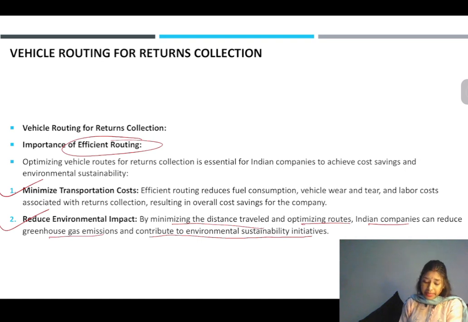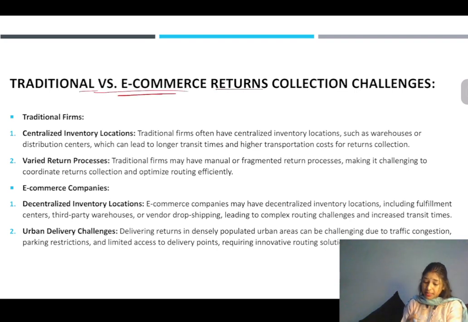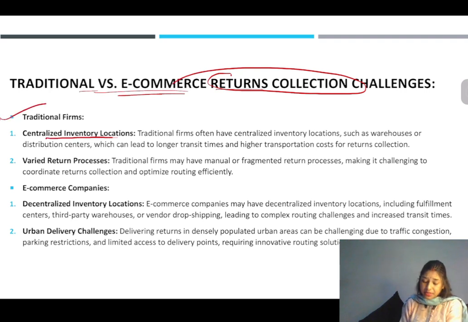In this slide, we'll be discussing the traditional versus e-commerce return collection challenges. What are the challenges for the traditional and e-commerce companies in regard to the return collection? For the traditional firms, the first challenge is centralized inventory locations. Since they have centralized inventory locations such as the warehouse and distribution center, it took longer for them to get the goods returned back, and also the transportation cost was high.